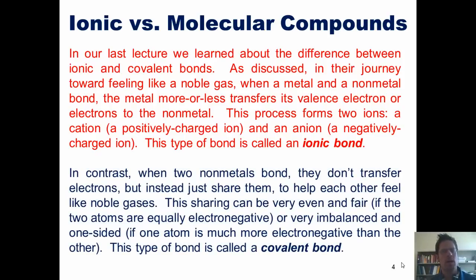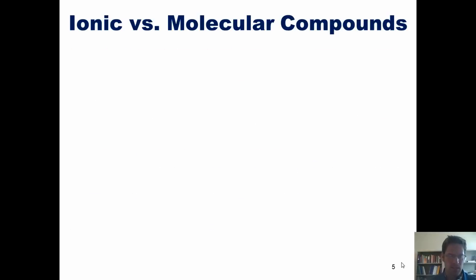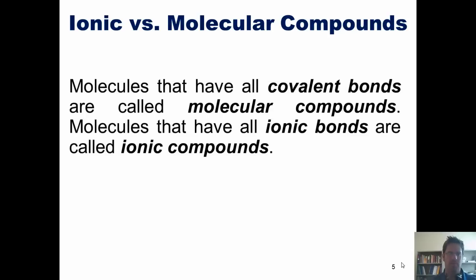In contrast, when two nonmetals bond, they don't transfer electrons, but instead just share them to help each other feel like noble gases. This sharing can be very even and fair if the two atoms are more or less equally electronegative, or very imbalanced and one-sided if one atom is much more electronegative than the other. This type of bond is called a covalent bond. Which brings us to some cool new terms. Molecules that have all covalent bonds in them are called molecular compounds. Molecules that have all ionic bonds are called ionic compounds.